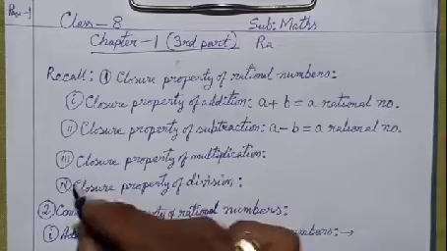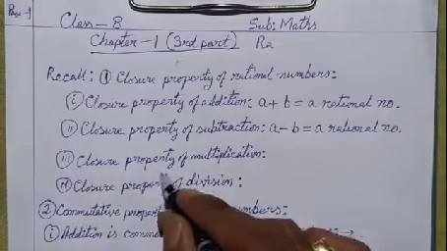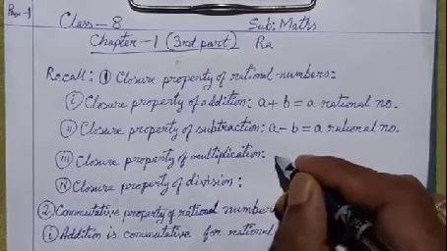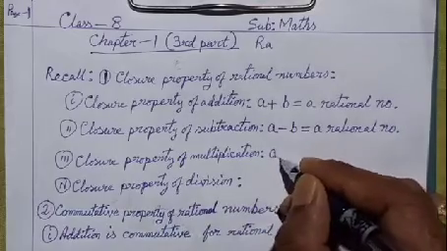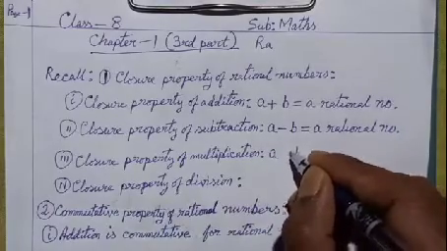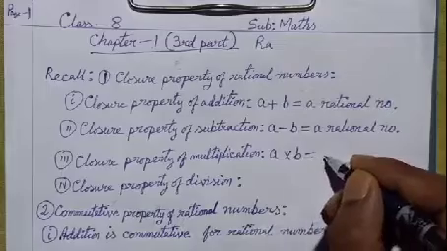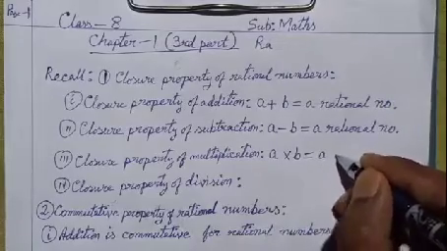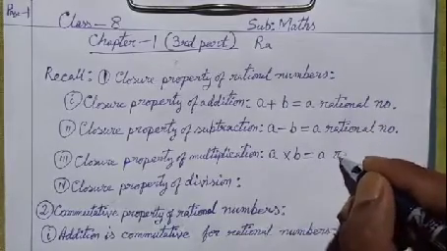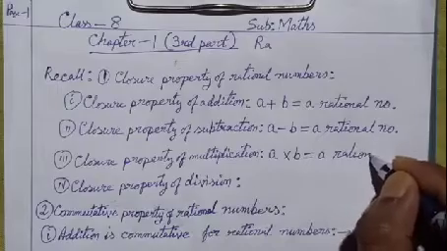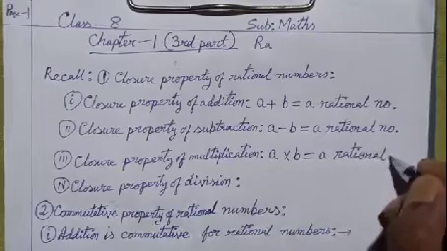Roman number 3, closure property of multiplication says that if we take any two rational numbers a and b, and if we multiply, the answer is again a rational number.